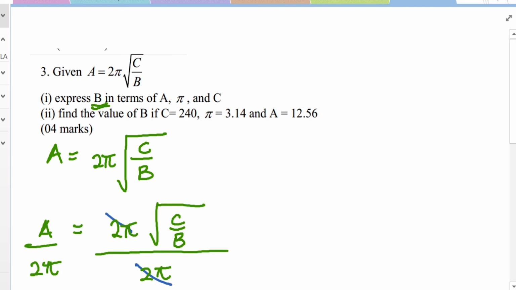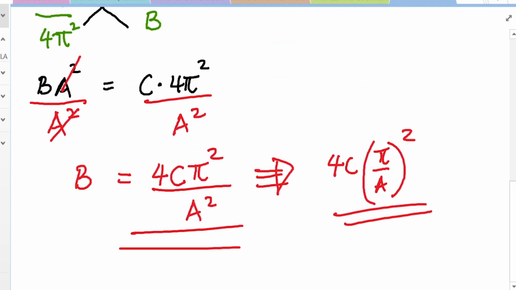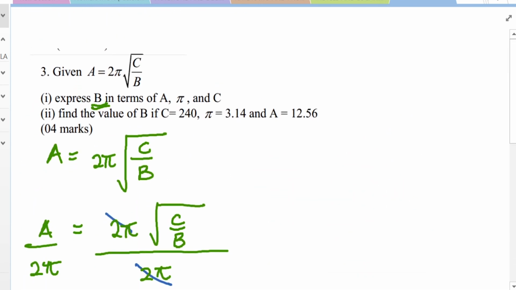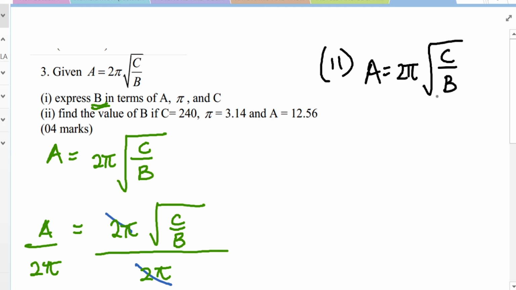Then Roman 2, find the value of b if c is that, pi is that and a is that. So they want us to find the value of b. This is simply substitution. We could even substitute in just this expression. Roman 2, we know that a is given by 2 pi into the square root of c over b. They want us to find the value of b. Oh, let's use the expression we got earlier.